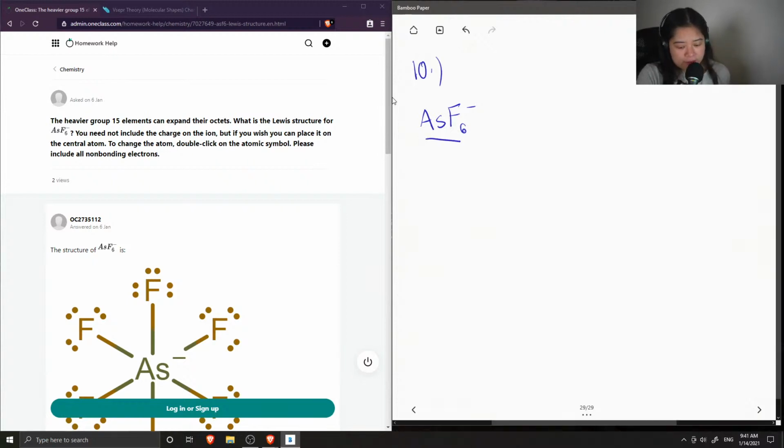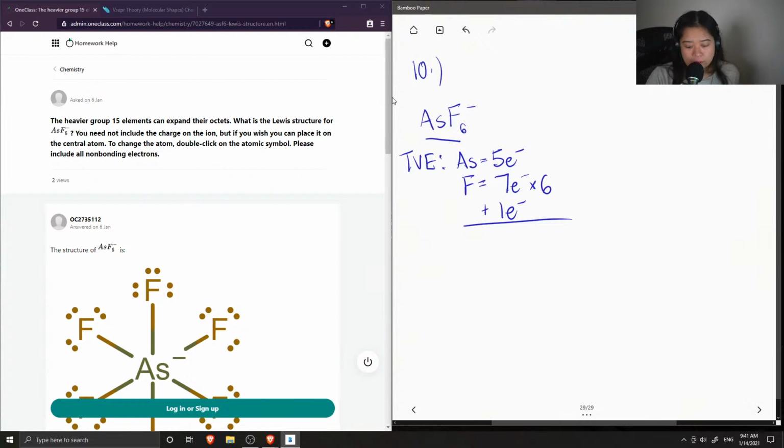So first, let's count out the total number of valence electrons for this ion. Arsenic contains 5 valence electrons, and fluorine contains 7. There are 6 fluorine atoms, so we multiply that by 6. We're going to add an additional 1 electron since the overall charge is -1. If we add these all up, we get a total of 48 valence electrons.